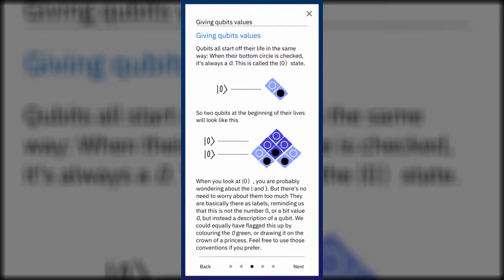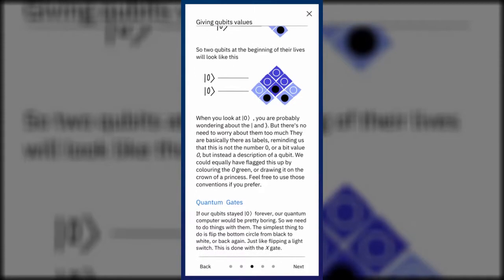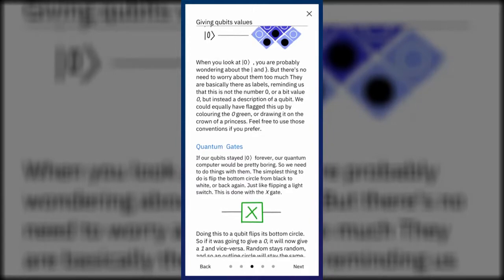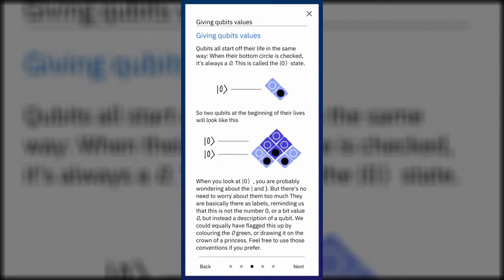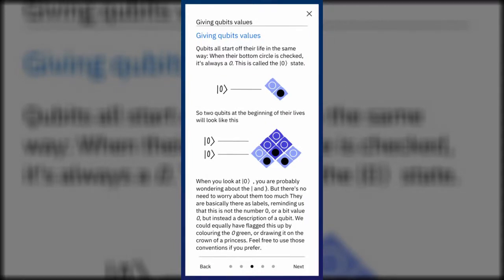When you look at the 0, you're probably wondering about the signs. Okay, this is just the Dirac notation. They're basically labels, blah blah blah. Quantum gates. So you see, that's it, and they don't explain why there is a black circle here in the middle.